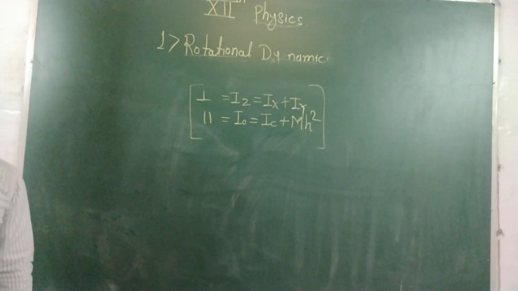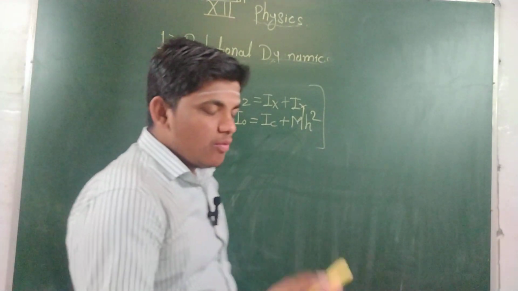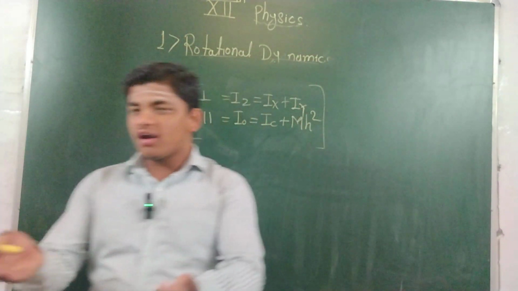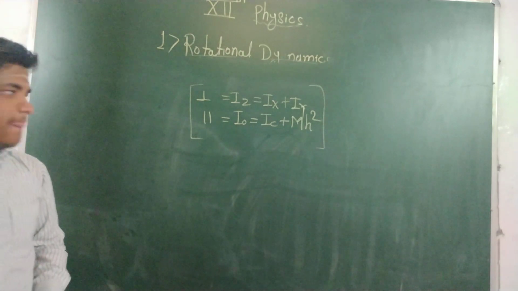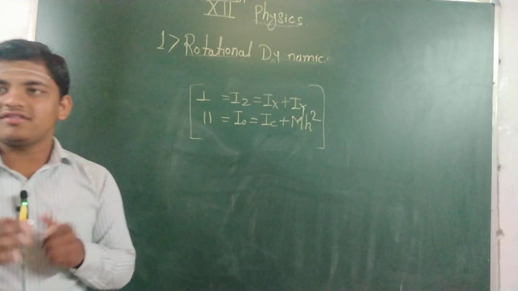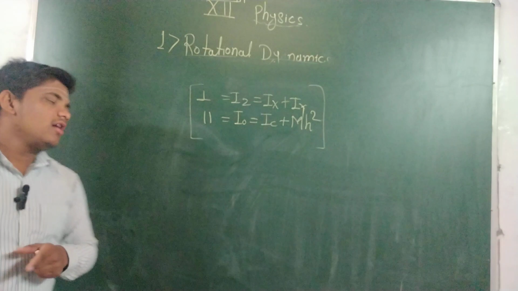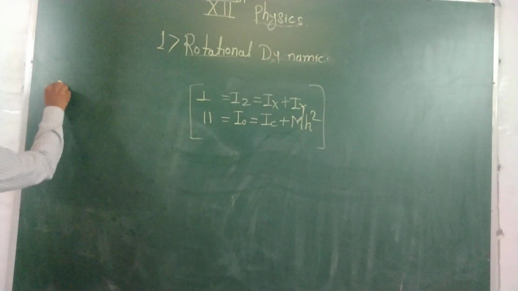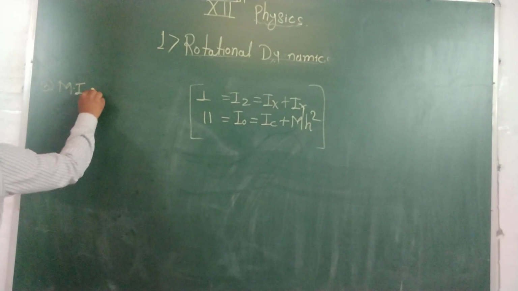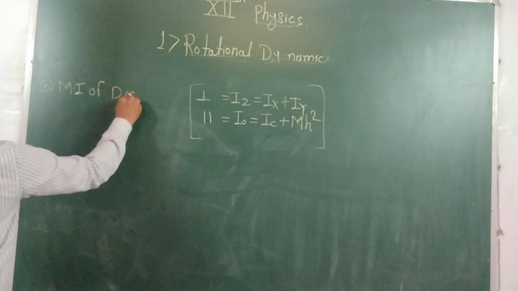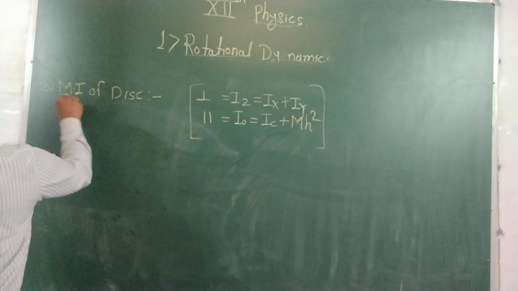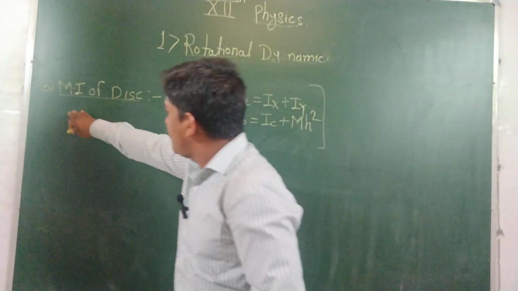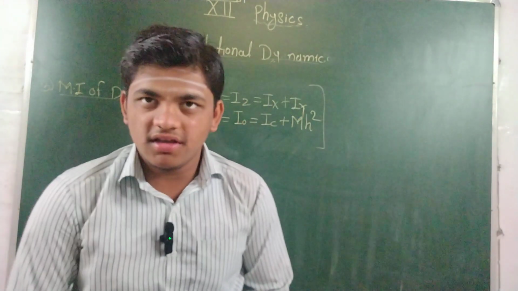axes of rotation. In these lectures we will discuss the moment of inertia of the disk about the axes passing through different points of that disk. Let's take the heading, moment of inertia of disk. The first is the moment of inertia of the bar, the second is the moment of inertia of the ring, and the third application is the moment of inertia of the disk.